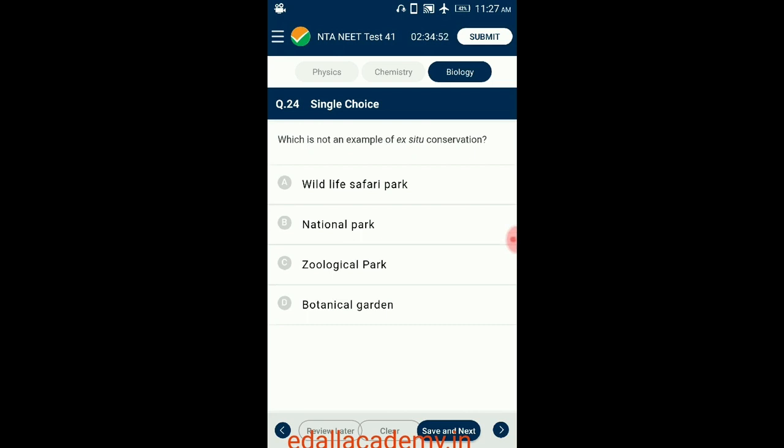Question number 24. Which is not an example of ex situ conservation? In situ conservation, the conservation of species in their natural habitats, is considered the most appropriate way of conserving biodiversity. Conserving these areas where populations of species exist naturally is an underlying condition for the conservation of biodiversity. The national park is the best example of this type of conservation. So the answer for this question is option B. National park is not an example of ex situ conservation.